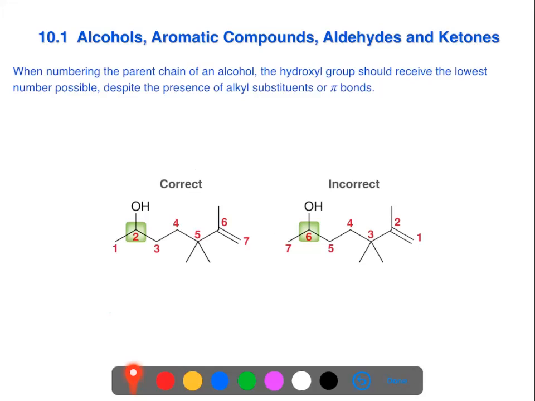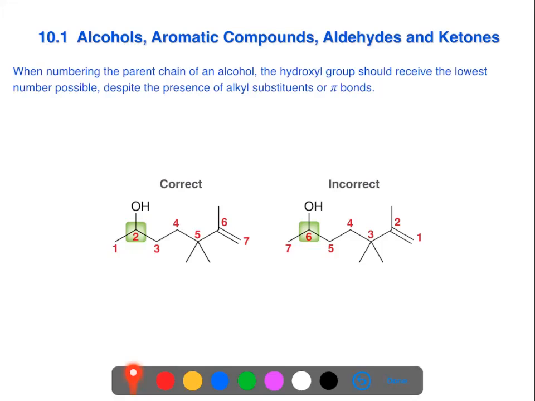Now when numbering the parent chain of an alcohol, we give the hydroxyl group the lowest possible locant. And that's despite the presence of alkyl groups or even pi bonds. Halogens the same. So in this particular example, you can see that we have a 7-carbon parent. So that's our hept. We do have an alkene as a part of that parent, so that'll be included as a suffix, heptene. And we do have the hydroxyl group. And so this will be named as an alcohol, so it'll be a heptenol. Now let's look at how we would name this. We have 1, 2, 3 methyl groups, and they're at the 5, 5, and 6 position.